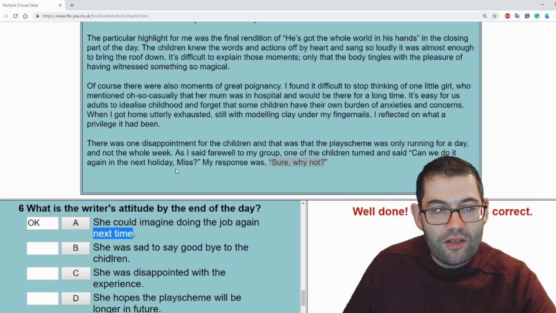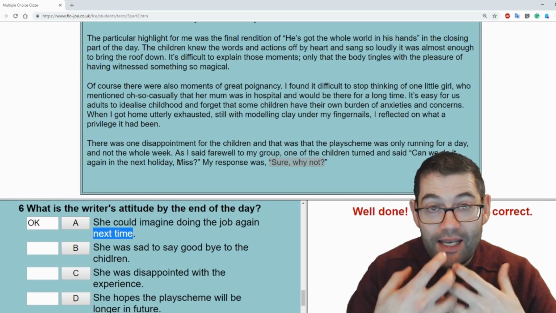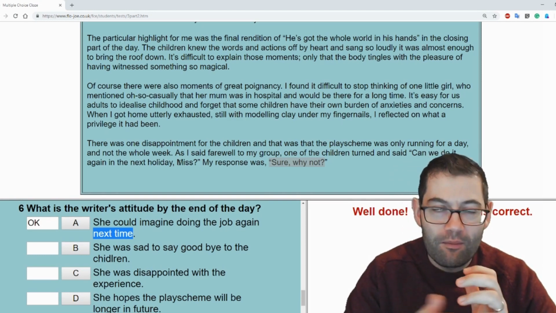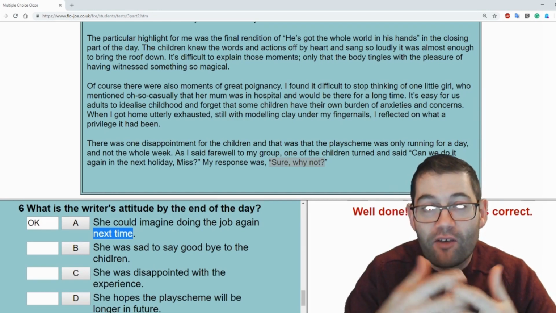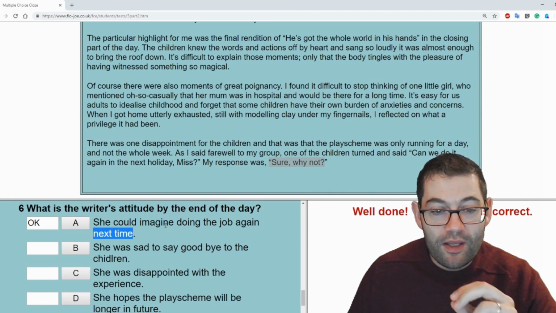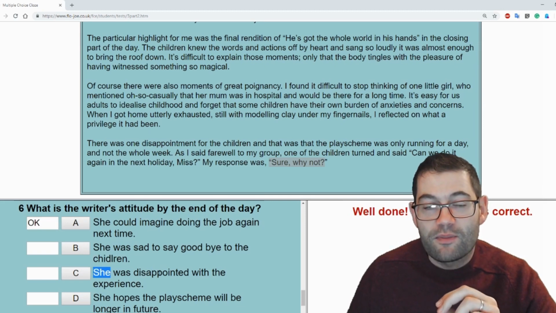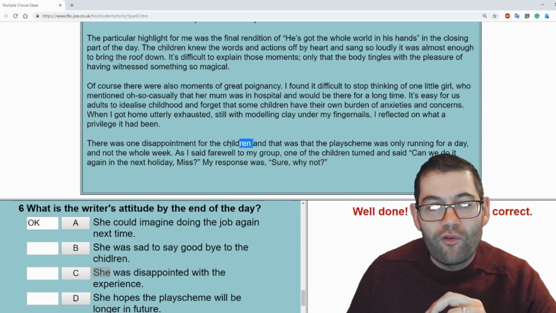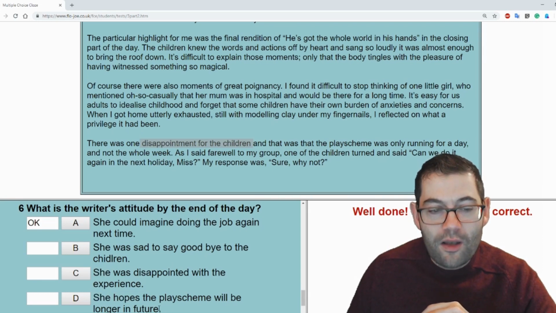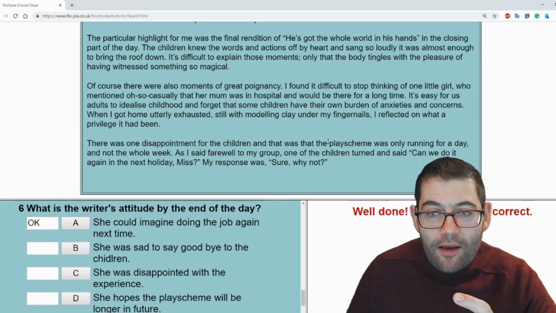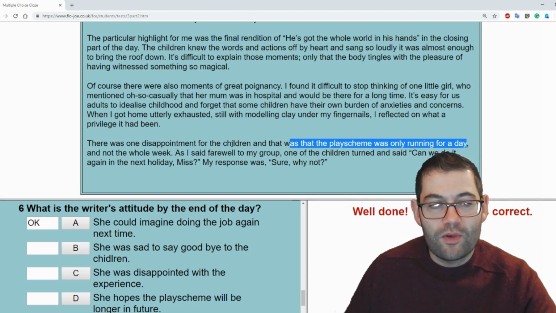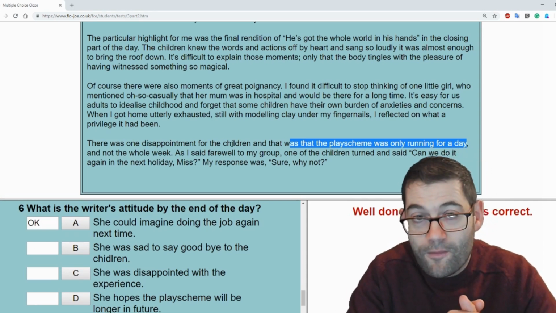Was she sad to say goodbye to the children? There's nothing here that explicitly or obviously connects with being sad. You might think she's sad, because when you say farewell, this might communicate ideas of being sad, but we're looking for clear vocabulary links, so the answer is not B. Was the writer disappointed with the experience? No, there was only disappointment for the children. There's nothing in the text that talks about disappointment for the writer. And does she hope the play scheme will be longer in future? No, in the text it says that the children hoped that it would run for the whole week, not just one day. So once again, this is not the writer's attitude, this is the children's attitude.